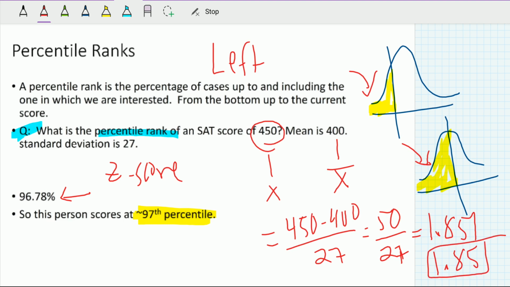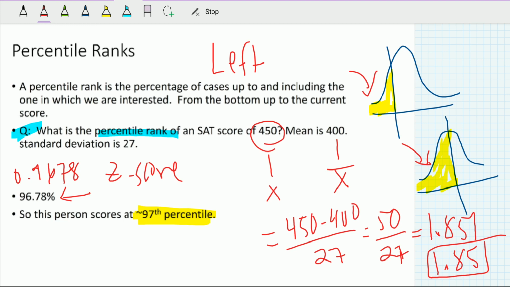Okay, so it'll be 1.85. And so what that just means is you would go to your z-score table now, you would look for the 1.85, and that would technically give you 0.9678, but then you know that we can go ahead and convert it into a percent and stuff like that.